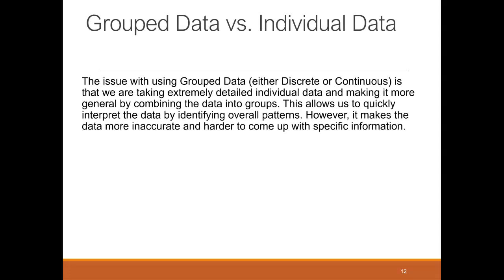So, is there any drawback to using this grouped data, right? Especially if you have continuous data, it's really difficult to make a frequency table without grouping, because you could realistically have infinitely many possible responses, right? If you're measuring weights of people, you have 12 and 12.1 and 12.01 and 12.25.